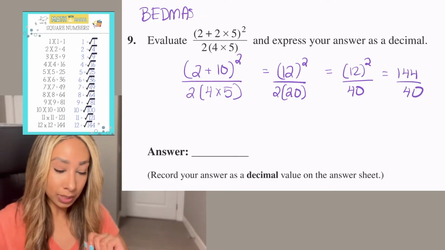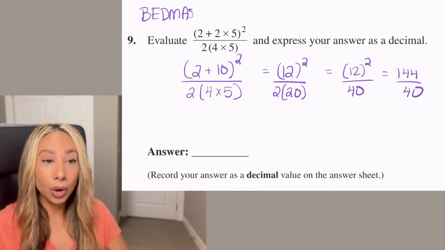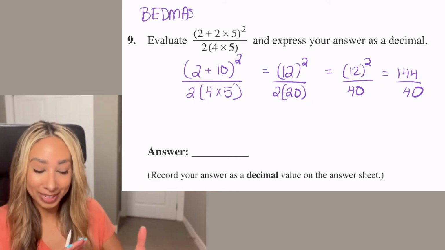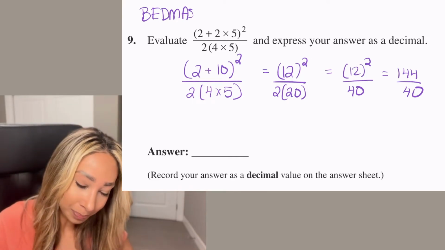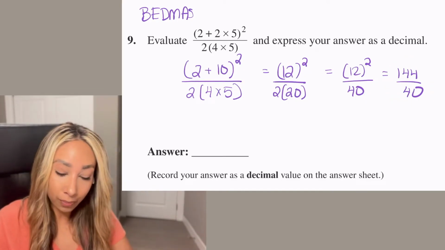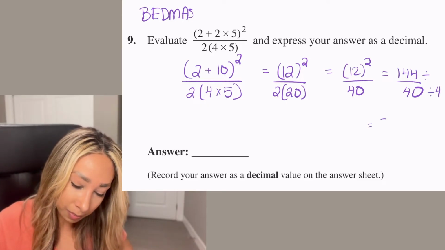Now, we do need our answer expressed as a decimal, so there are 2 ways you can do this. You can go ahead and use long division. Now, I'm actually going to do it a little bit differently. Instead of using long division, what I'm going to do is simplify this fraction first. So I recognize that both of them are divisible by 4. So that's going to give me 36 over 10.